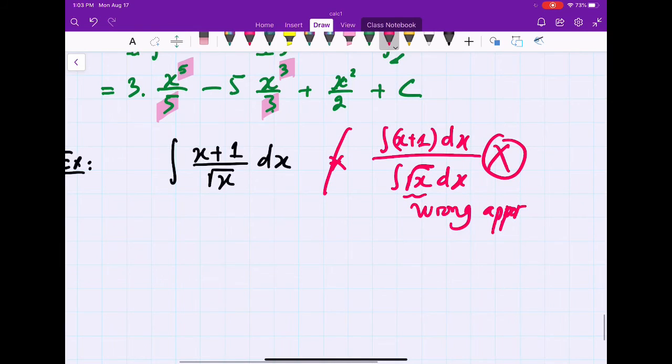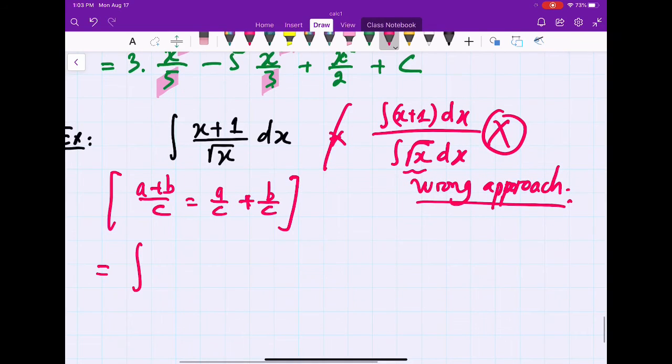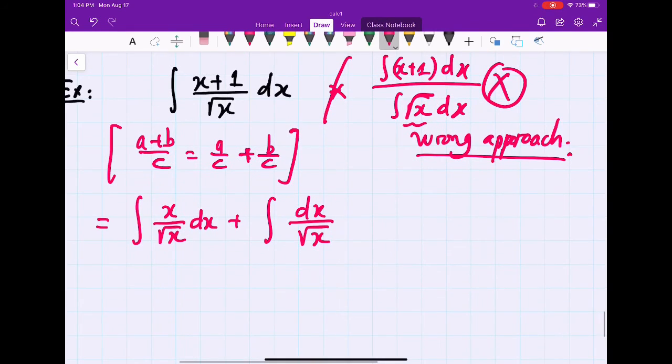So don't do this. In this situation, we have to break the function into two functions. Look at this. Here's the general rule: if you have (a plus b) over c, that is a over c plus b over c. Does that make sense? So your integral equals the integral of x over square root of x dx plus dx over square root of x. Is that correct?